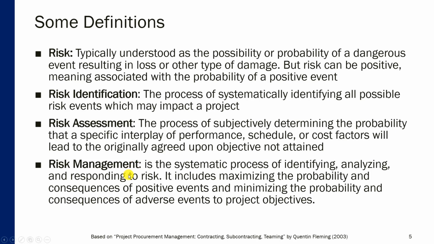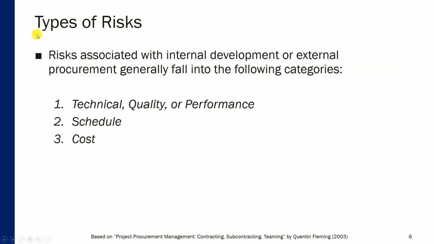So to rephrase that, risk management is all about looking at a project systematically in order to identify and analyze risks, and also in order to develop strategies to respond to those risks. And risk management includes both minimizing chances of something bad happening and maximizing chances of positive events or positive outcomes throughout the duration of the project.